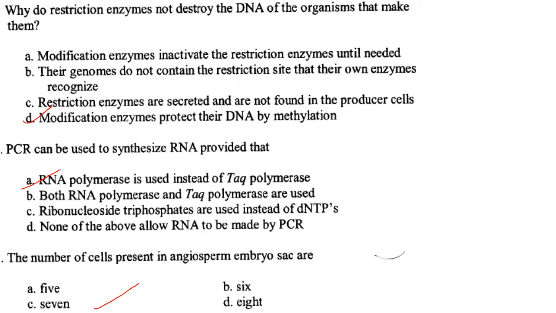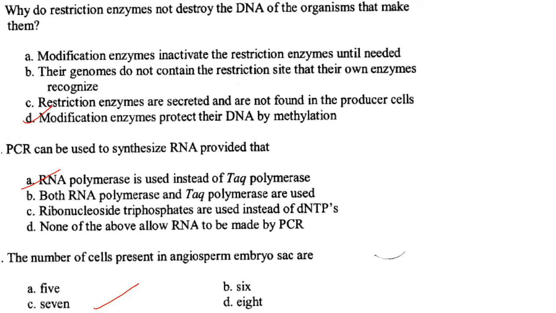Why do restriction enzymes not destroy the DNA of the organism that makes them? Because restriction enzymes or restriction endonucleases are enzymes produced by bacteria to degrade foreign DNA, most typically the DNA introduced by bacteriophages upon infection. Then why doesn't the restriction enzyme break down the bacterium's own DNA? Because bacteria hide the restriction sites on their DNA by attaching methyl groups to these sites. So answer is option D, that is modification enzymes protect their DNA by methylation.